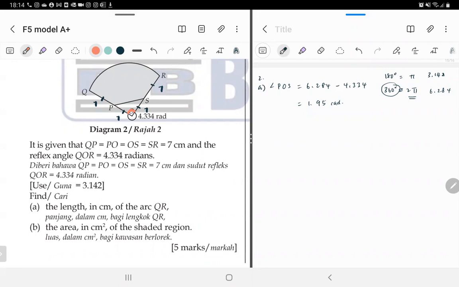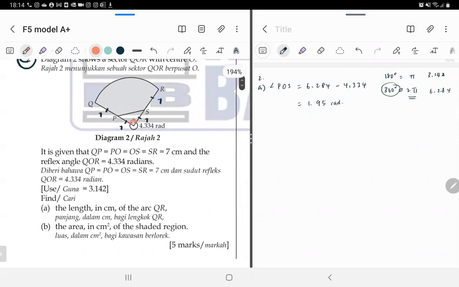Then the question asks you for the length of arc QR. Can you find QR? QR is 27.286. Okay, how do you get the 27.286?